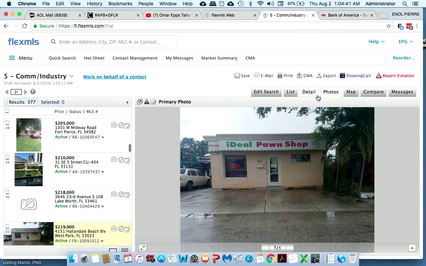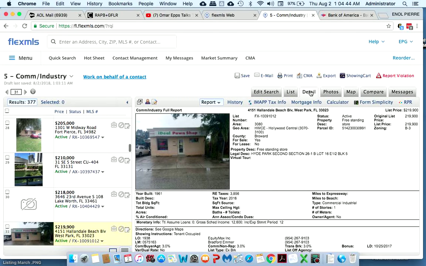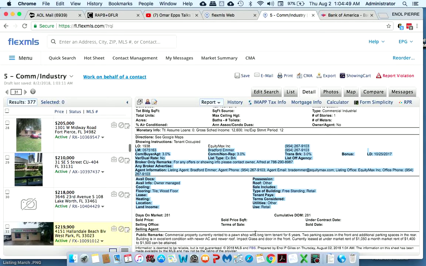This is a pawn shop. Let's see what the deal is. It's $219. Commercial property currently rented to a pawn shop with a long-term tenant for 6 years. 2 parking spaces and additional parking spaces in the rear. Building is in excellent condition with the newer AC and impact glass. Currently leased under market rent of $1,500 a month, and market rent of $1,400 a month can be attained. So that's what they're saying.